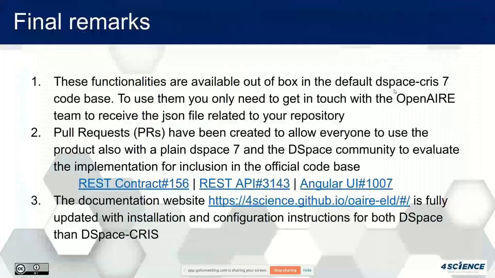So to summarize, the functionality is available out of the box with DSpace CRIS 7. You only need to ask OpenAIRE, to inform the OpenAIRE team that you want to receive the JSON file, and you will get this JSON file periodically to load into the system.